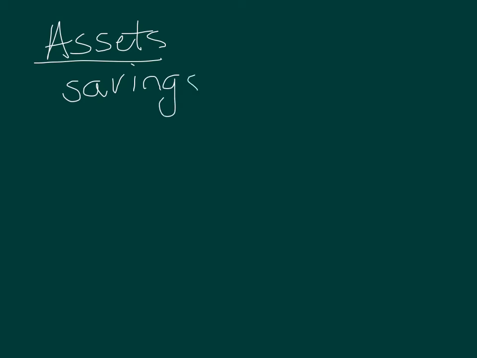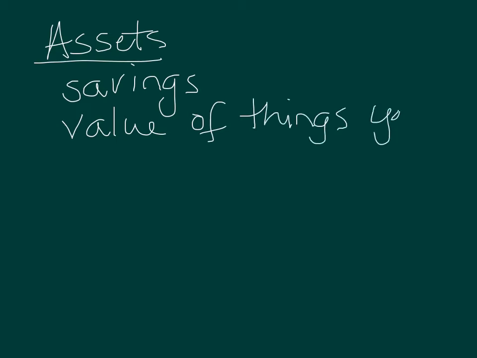So, for example, assets could consist of things like savings, value of things you own, because, for example, you could possibly sell them and make money, so that would be something that you could turn into money in your pocket, okay?